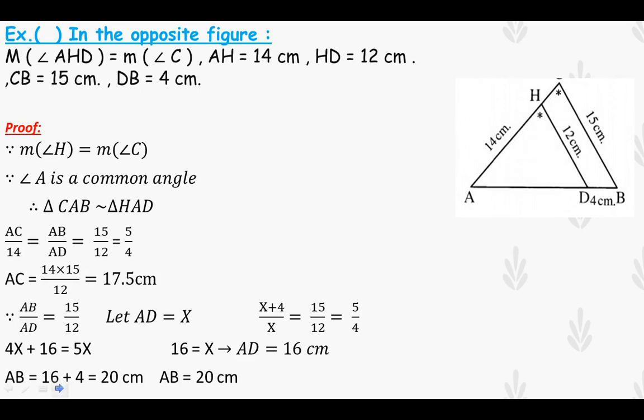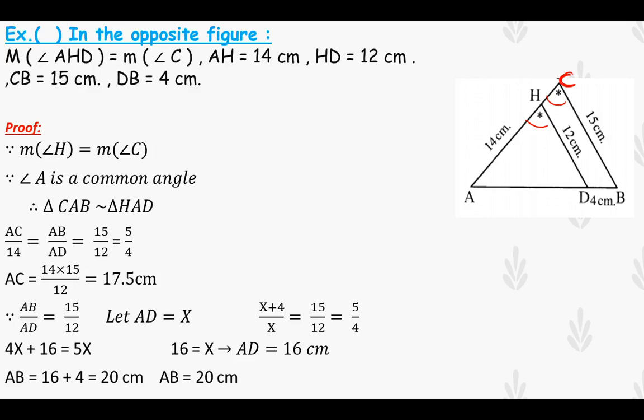Here in this example, measure of angle AHD equals measure of angle C. This is measure of angle C. So measure of angle AHD equals measure of angle C. Okay? And we have the lengths: AH equals 14, HD equals 12, BC equals 15, DB equals 4 centimeters.